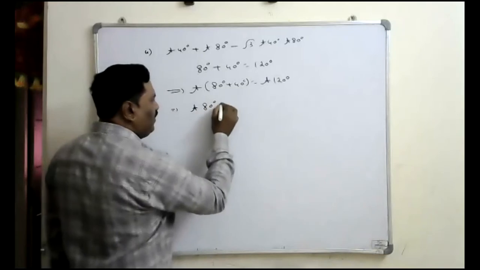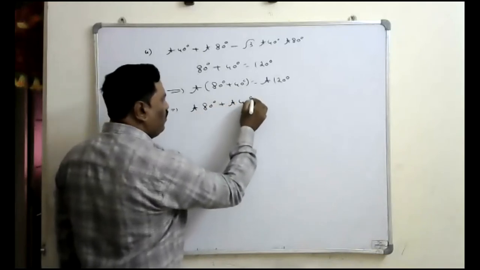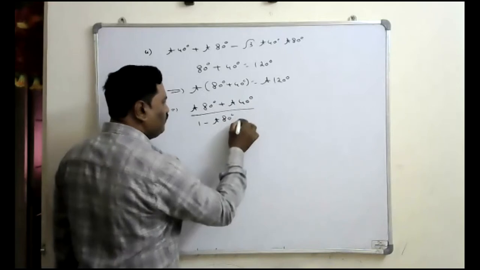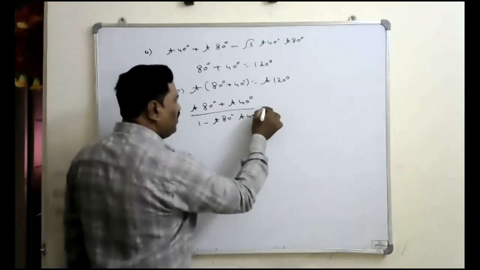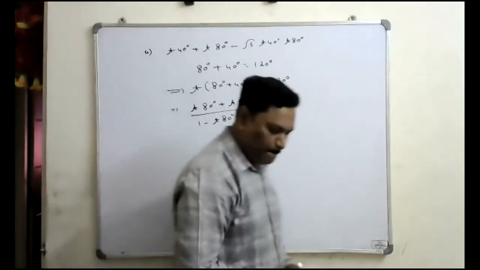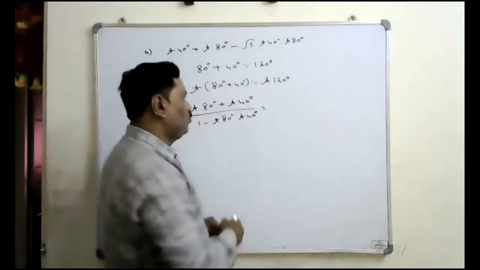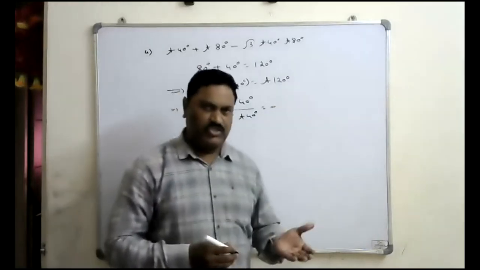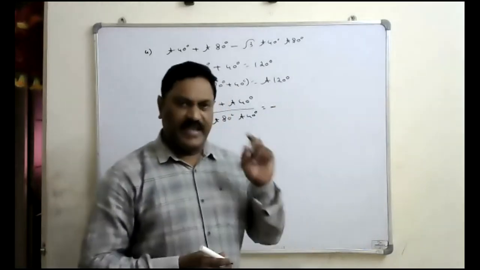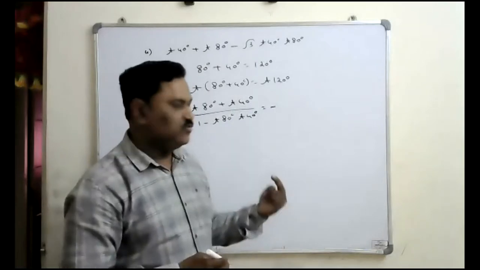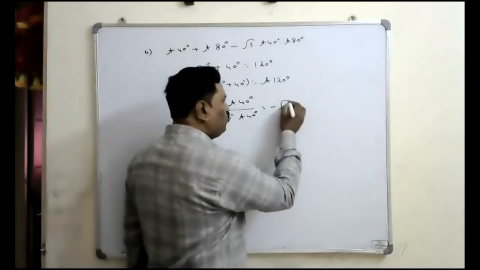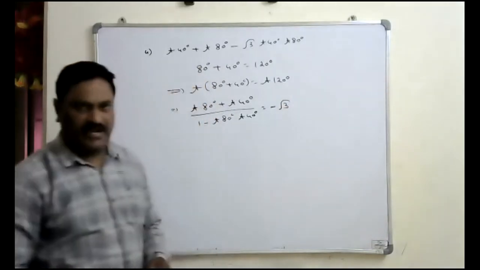Tan 80 plus tan 40 upon 1 minus tan 80 tan 40 is equal to tan 120. What is the value of tan 120? Minus root 3. Good. 120 means we can write 180 minus 60. 180 minus an angle is in the second quadrant, where tan is negative, so that becomes minus tan 60. Tan 60 value is root 3. So tan 120 is minus root 3.